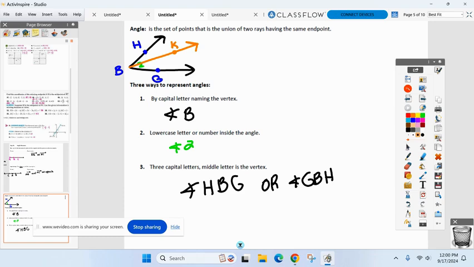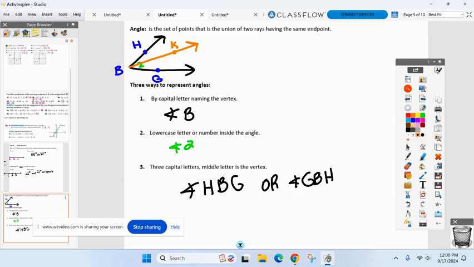So if you wanted to talk about that angle, Jude, I wouldn't say angle B because you could be talking about another one. I'd go HBK. If you want this bottom one, I'd go KBG. Make sense?